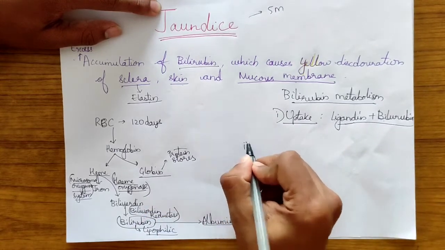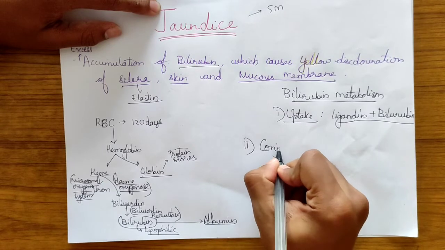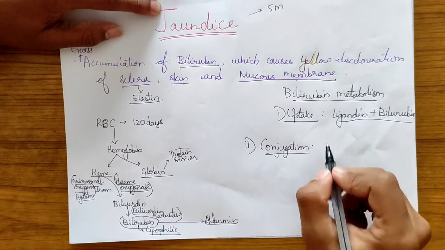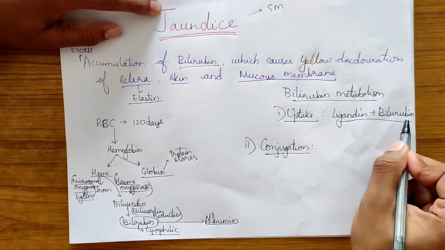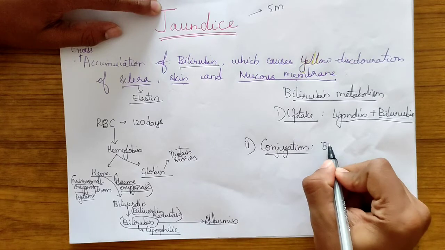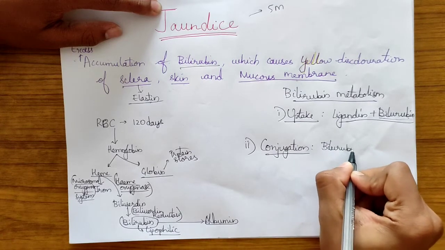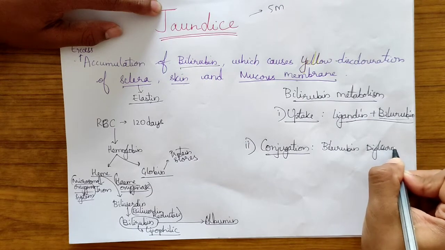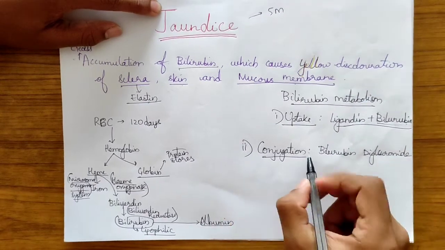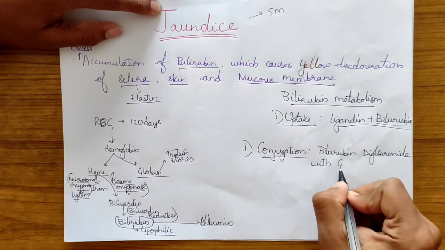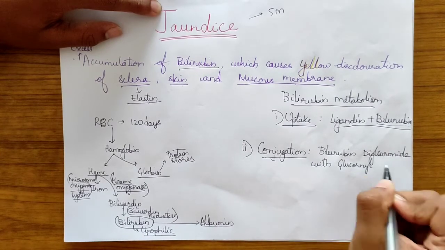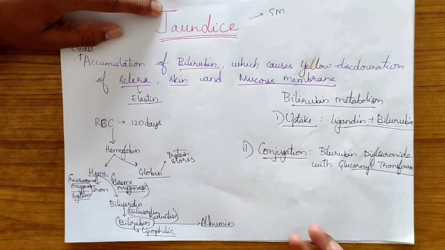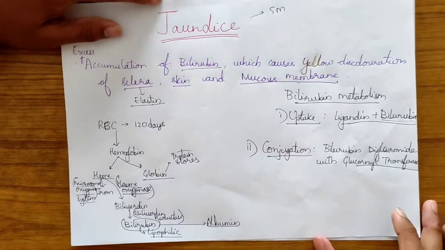The second one is the conjugation step. In the hepatic cells and that too in the endoplasmic reticulum, the bilirubin is conjugated. So bilirubin is converted to bilirubin diglucuronide with the help of glucuronyl transferase. You will learn more about this process in the biochemistry chapter.